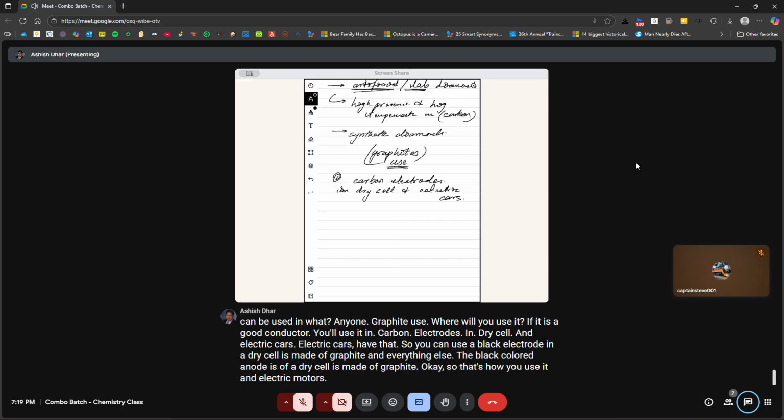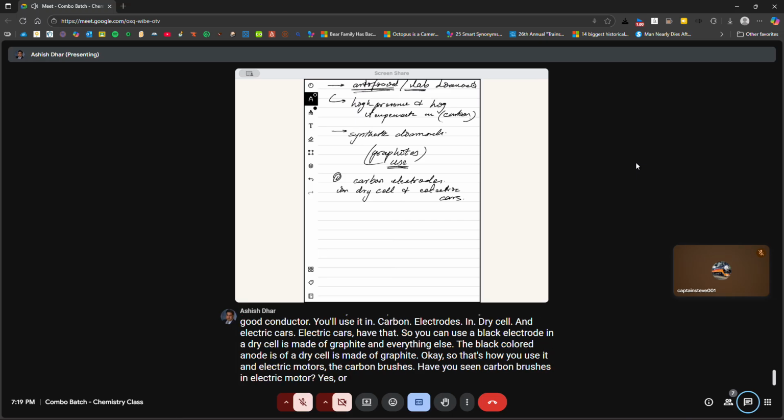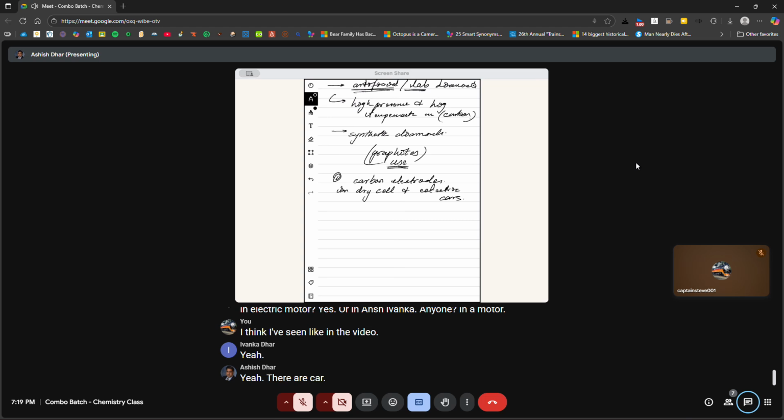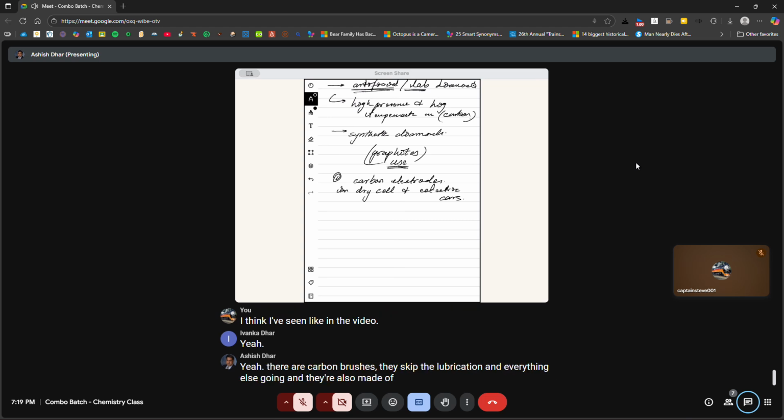And electric motors, the carbon brushes. Have you seen carbon brushes in an electric motor? Yash or Ansh, Ivanka, anyone in a motor? Yeah, there are carbon brushes. They keep the lubrication and everything else going, and they're also made of carbon.